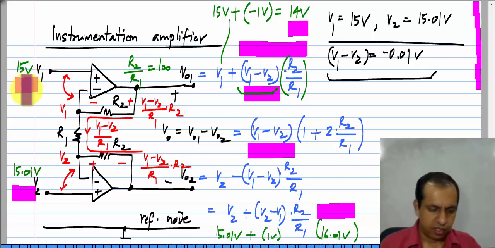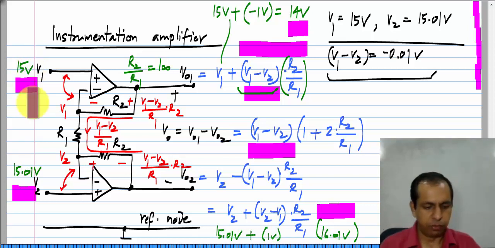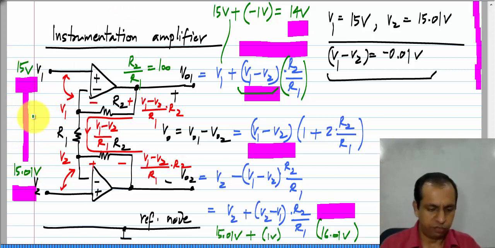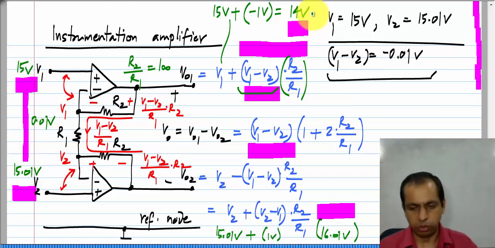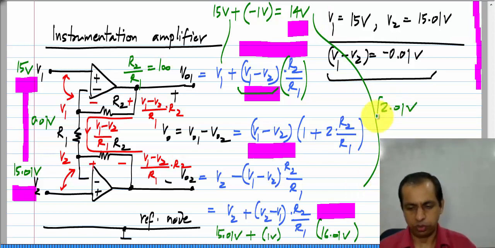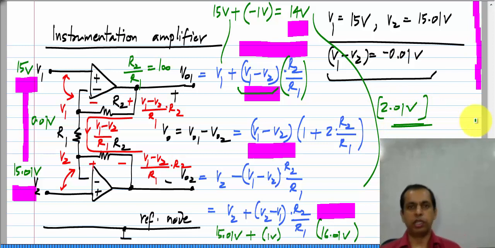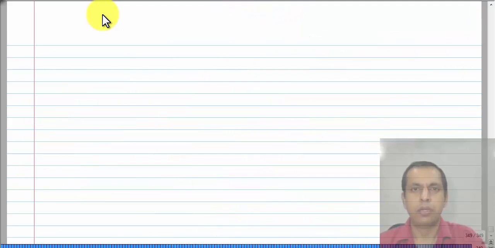So, what happens is that what is a very small difference, 15 and 15.01, there is only 0.01 volt difference between these two, has been converted to two voltages which have 2.01 volts difference between these two. So, that is the value of this circuit. Is this clear? It is a very useful circuit and you will find that it is commonly used in instrumentation applications. To clearly recognize the value of the instrumentation amplifier, we can compare it with another structure based on non-inverting amplifiers, which also amplifies the difference by the same amount.